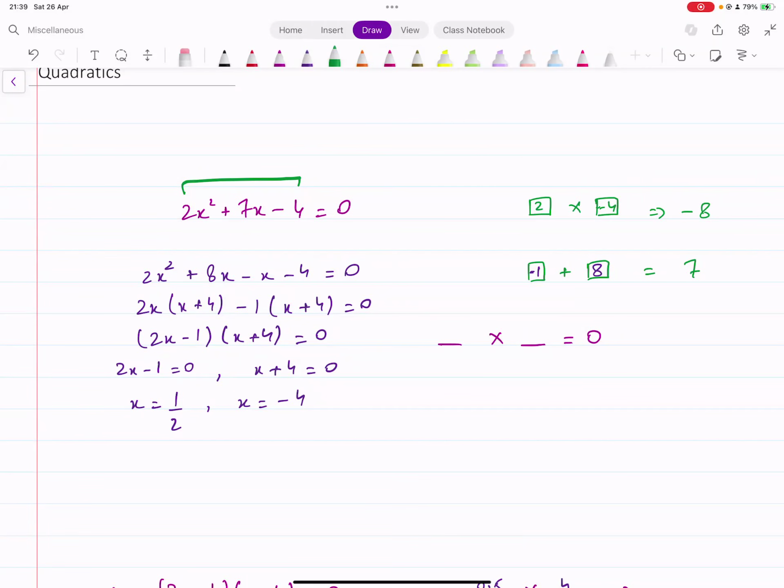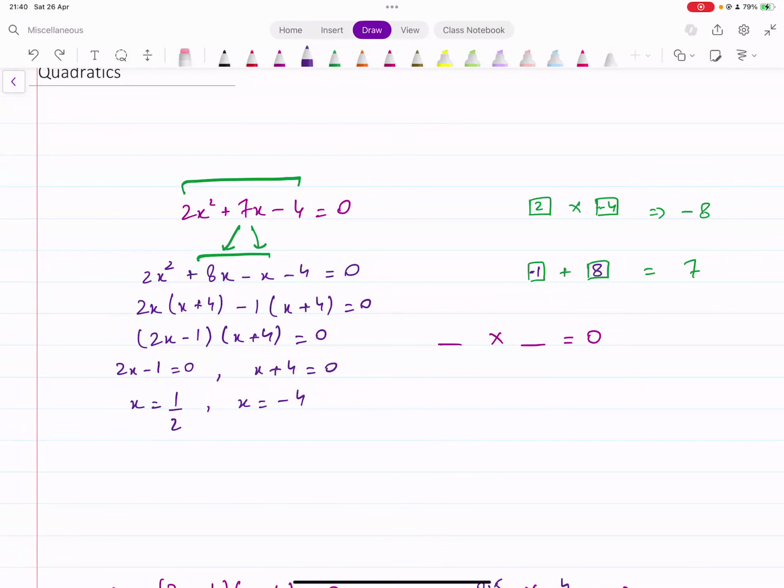For instance, in this case, 2 into minus 4 gives you minus 8. So you think about the factors of 8 that, when subtracted, give you 7 somehow. In this case, that's 8 and minus 1, and it splits into two parts. So we break the middle term, and then we factorize whatever we can from the first two terms and from the second two terms, and we get the result from that.